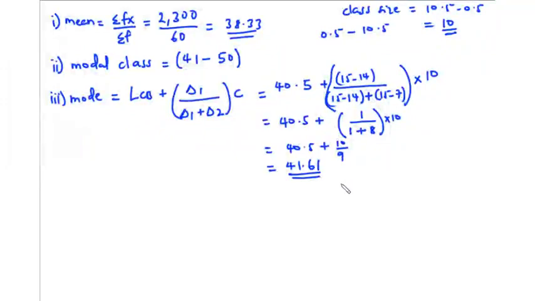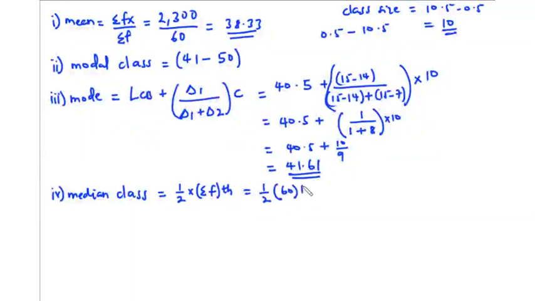So after finding the mode, we can find the median class. Now we know that the median is the middle number. So to find the median class, we are going to use the formula 1 over 2 times the summation of f, th, describing the position of the value. So we have 1 over 2 times, now summation of f is 60. So times 60 th, which is 30 th, describing the 30th value.